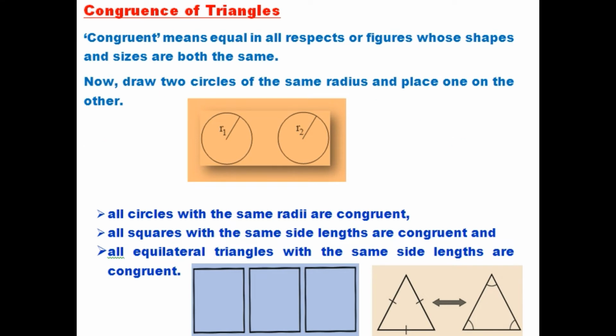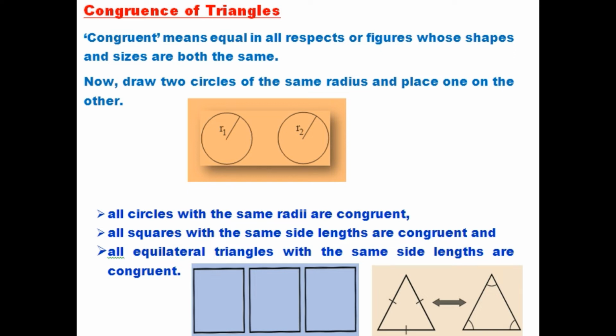Next we will see congruence of triangles. Congruent means equal in all respects, or figures whose shapes and sizes are both the same. You might have studied this in 9th class also.